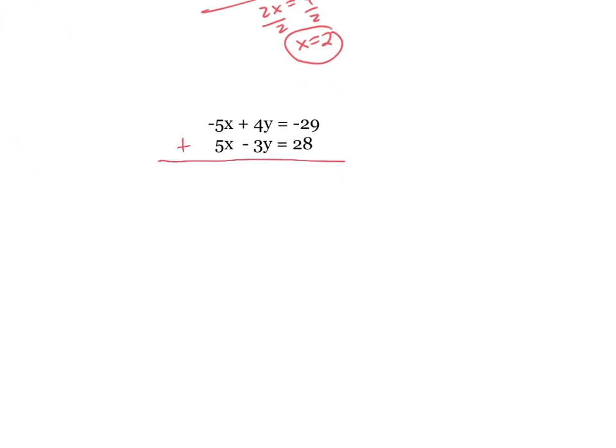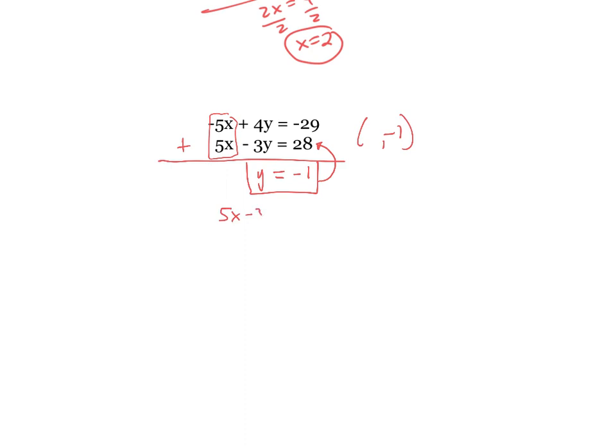And we're going to add these two equations together, remember, because the variables and the values are stacked. So negative 5x and 5x would cancel each other out and be 0. 4y minus 3y would just be y. And negative 29 plus 28 would be negative 1. So again, I'm already halfway home. I know my y value is negative 1. And now I'm going to plug that into one of those two equations and solve for x. I'm going to plug it into the bottom one this time. So into this equation.